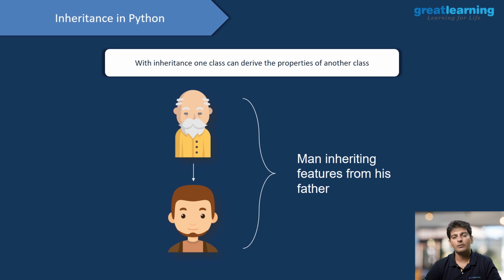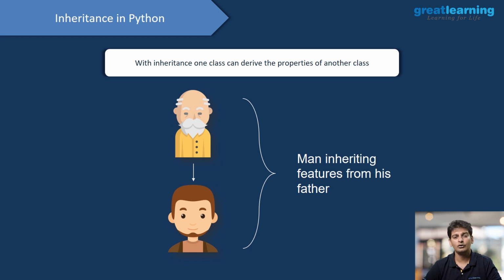And when it comes to object-oriented programming, it pretty much means the same thing. So over here, you will have two classes or more than two classes. One class inherits the features or the properties of another class. And that is pretty much the concept of inheritance in object-oriented programming.